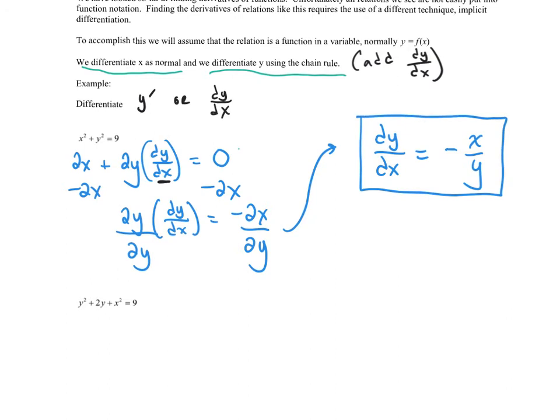So when we differentiate a variable other than x, we add this dy/dx, and then we're going to solve for it. In some problems, you can have multiple occurrences of the dy/dx, but in general, we're just trying to get it by itself.